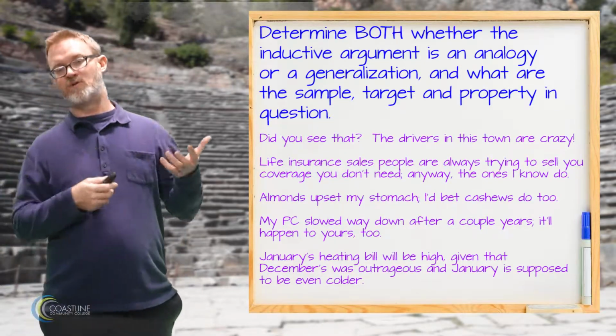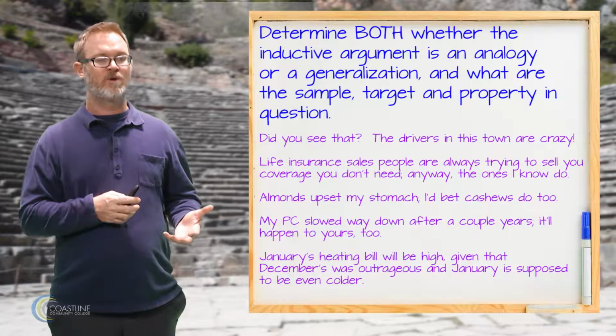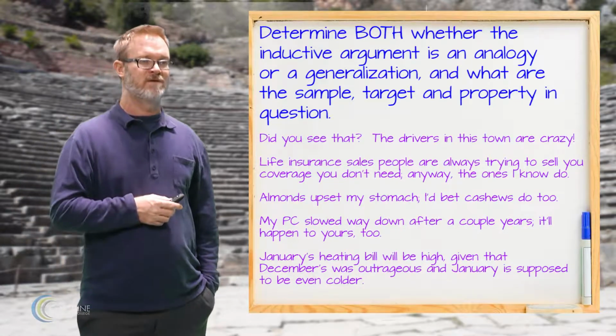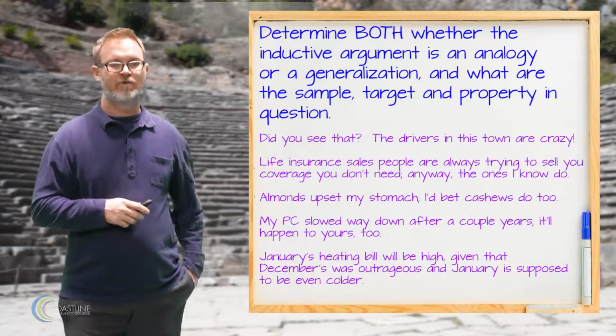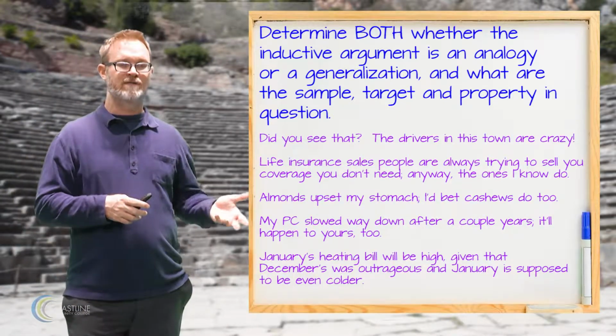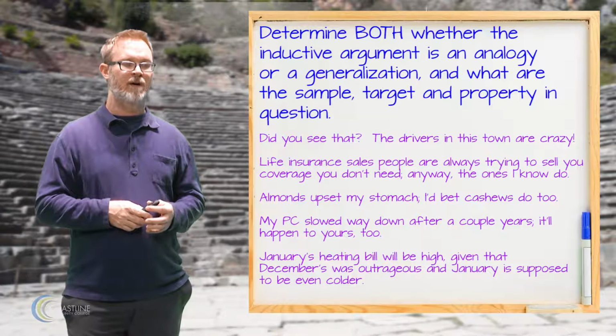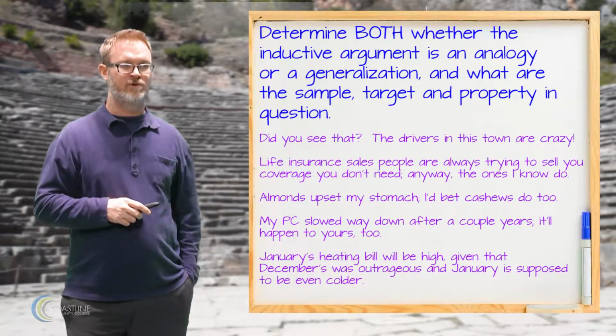So here we have a generalization. The property in question in this case is something like trying to sell you coverage you don't need, right? You're reasoning that because the sample has done that, the ones you know, that all of them do that, all life insurance salespeople.